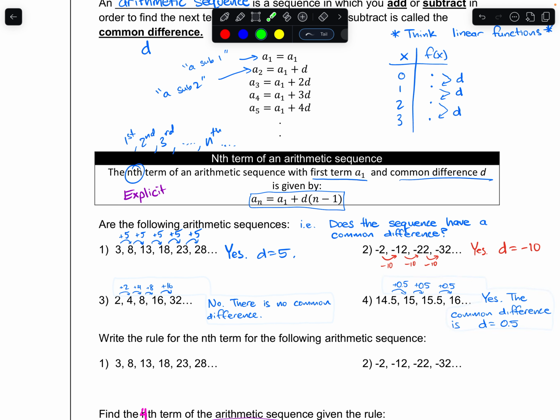Number 4, it is arithmetic. The common difference is 0.5. We're adding 0.5 from term to term.